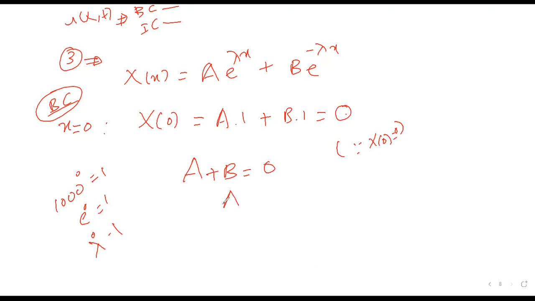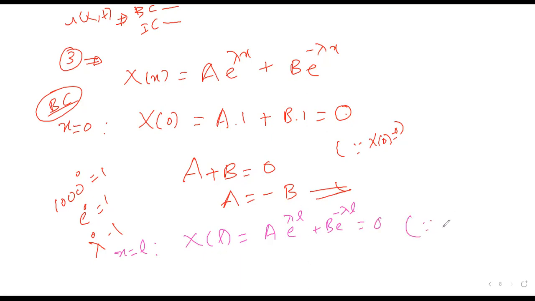Let's say a is equal to minus b. What about x? I'll use another color. x equal to L. If you put x equal to L, that all comes: a e to the power lambda L plus b e to the power minus lambda L also. So what have we found there? x of L will be 0 also.